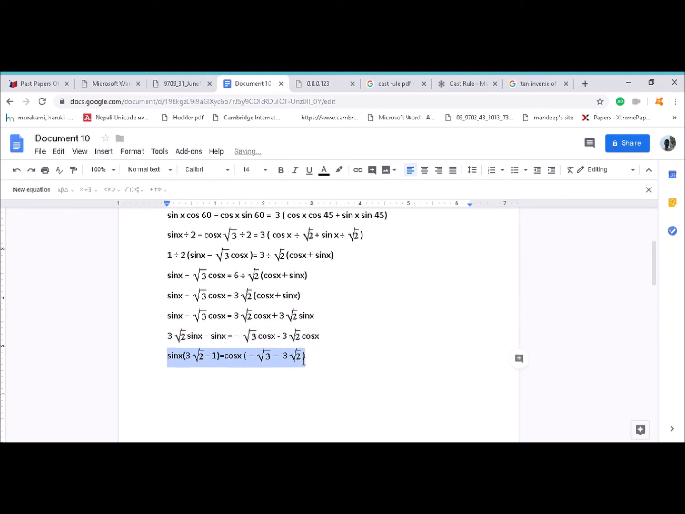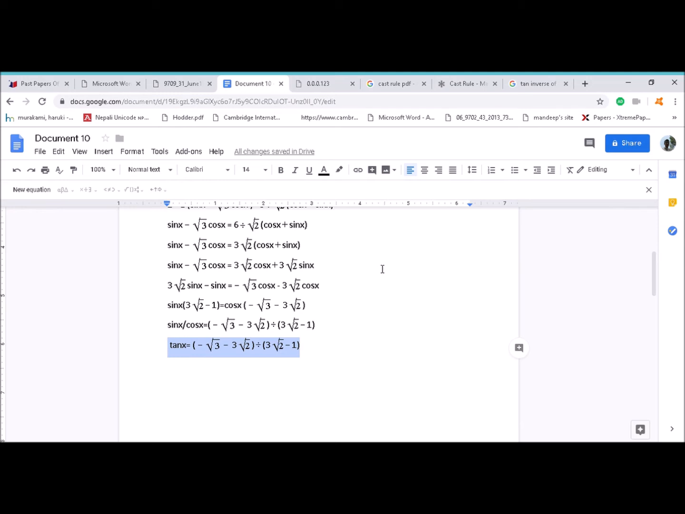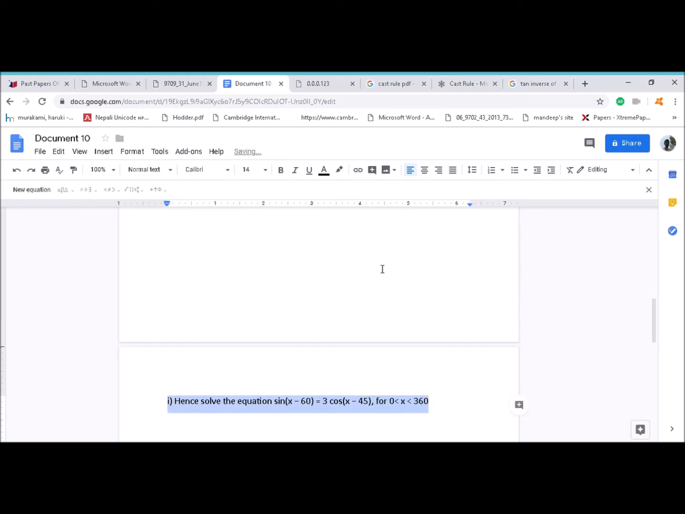And after this, we take the sin x common in the left hand side, and it will be (3 root 2 minus 1) sin x equals cos x times (minus root 3 minus 3 root 2). So after this we divide by cos x on both sides, and it will be sin x divided by cos x equals minus root 3 minus 3 root 2 divided by 3 root 2 minus 1. It's just a simple mathematical thing. So after this tan x will be equal to minus root 3 minus 3 root 2 divided by 3 root 2 minus 1. Now after this let's move to the second question.